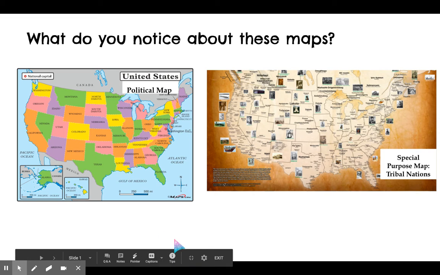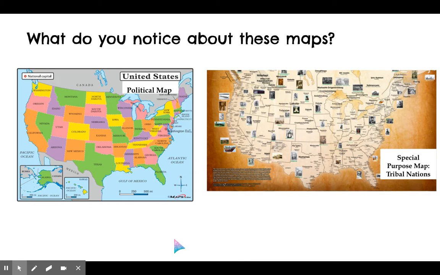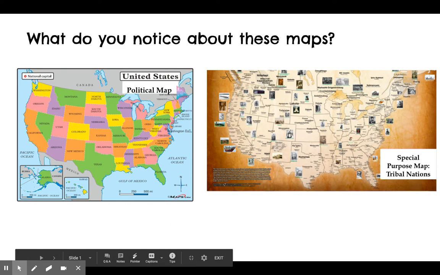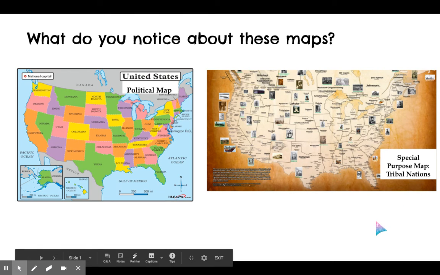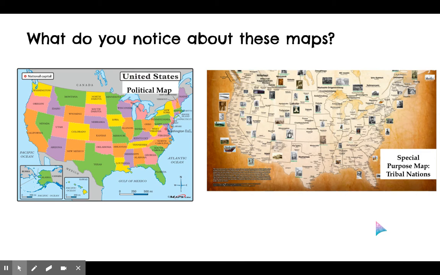And go ahead right now and let's just read the titles for these two maps. This map is called a political map of the United States, and this map is a special purpose map showing tribal nations. What do you notice about these maps? You can turn and talk, type in the chat, or just take a second to think quietly.